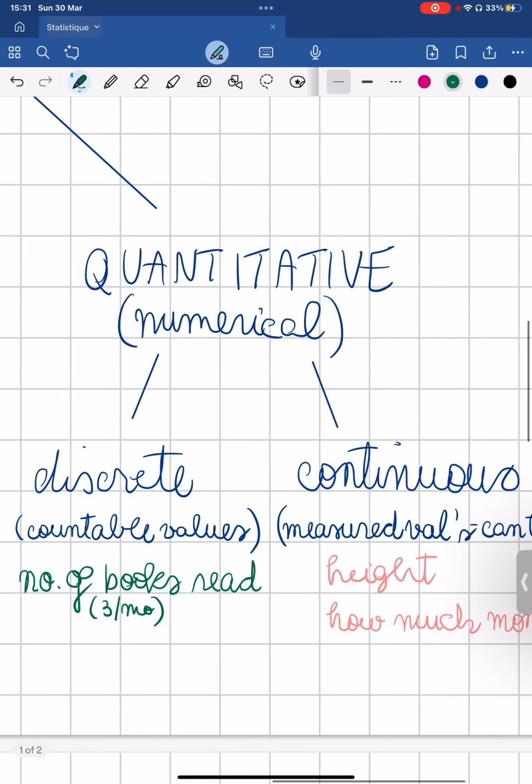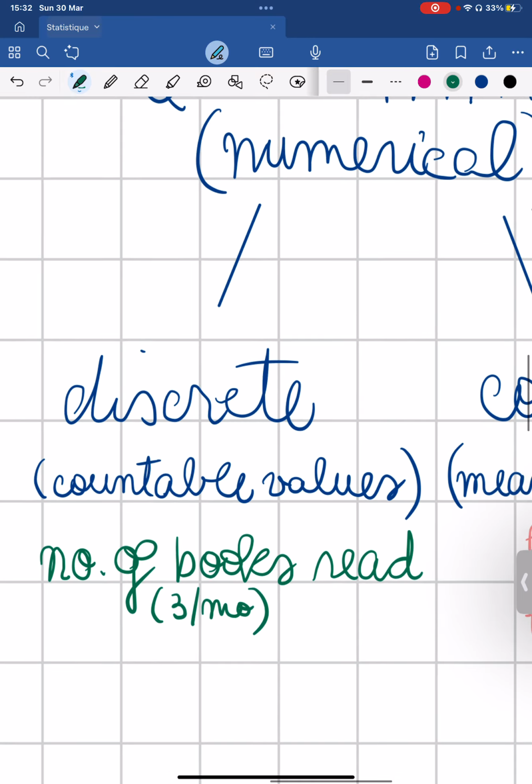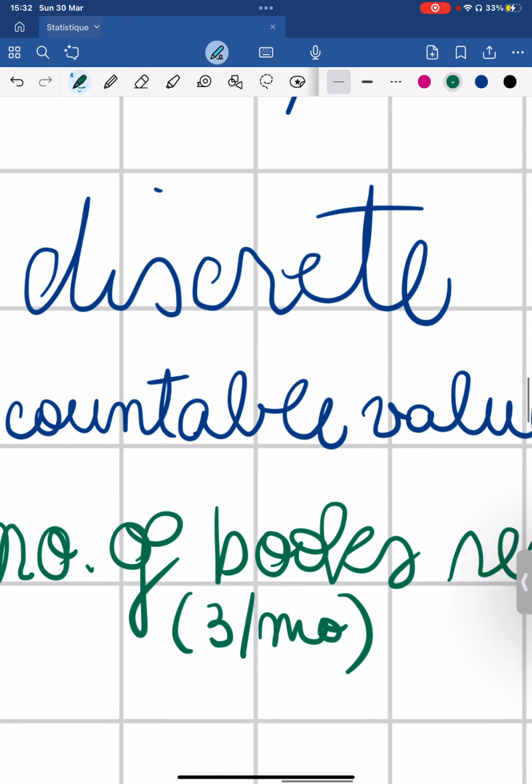Now, for quantitative data, it is also called numerical data. That is because it deals with all things numbers, things that you can count or measure. Here we have discrete and continuous values. Discrete values, they're countable. For example, we'll take the number of books read by someone per month. They might have read 3 books.